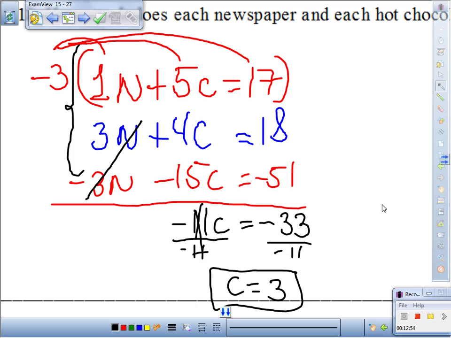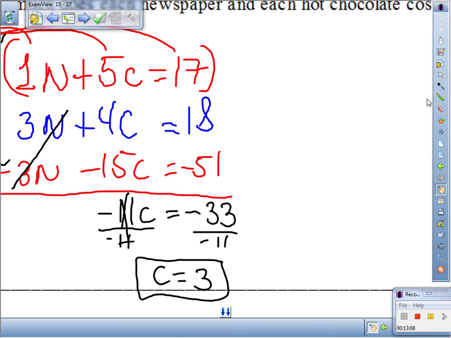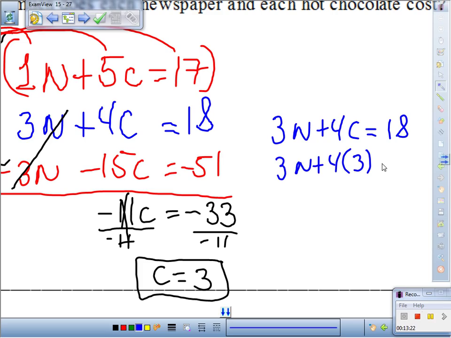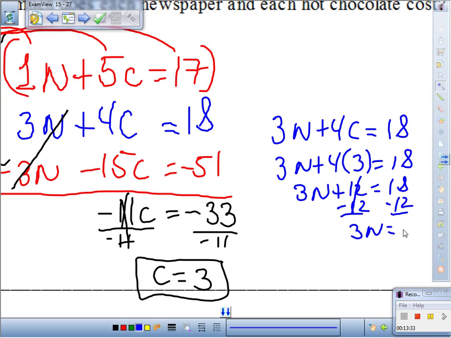Next, which equation would you like to use? The blue one or the bottom one? Blue. So I use the blue one. I'm going to write 3N plus 4C equals 18. But instead of C, I'm going to substitute in here what number? 3. 3N plus 4 times 3 equals 18. 3N plus 12 equals 18. Minus 12, minus 12. 3N equals 6. Divide by 3. N equals 2.